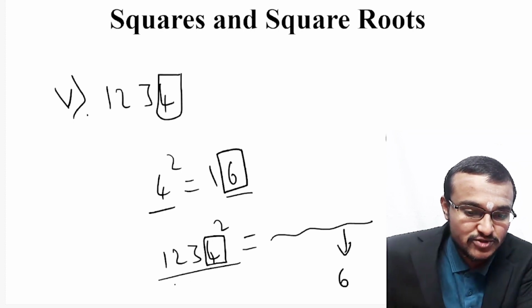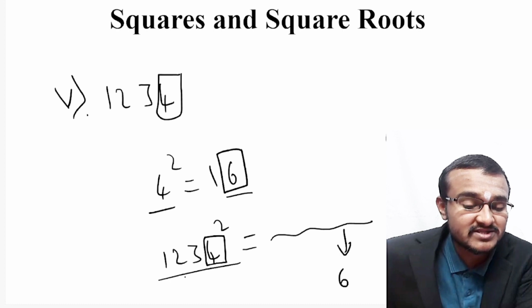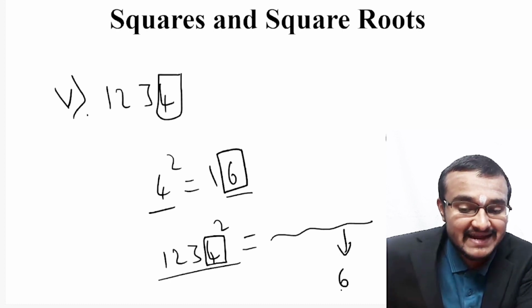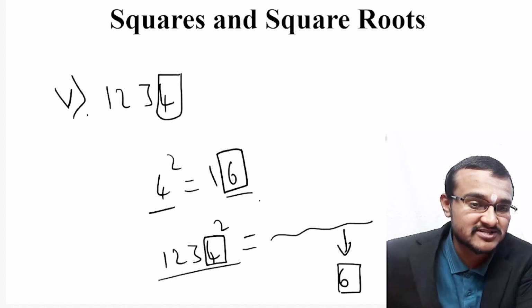So here 1, 2, 3, 4, like 1234 is square. So 2234 square will be ending with 6 because 4 square is ending with 6. So this is how you should actually solve this first question.